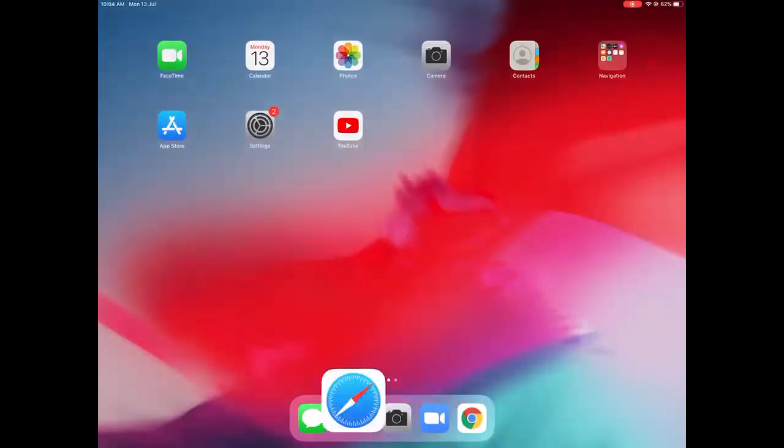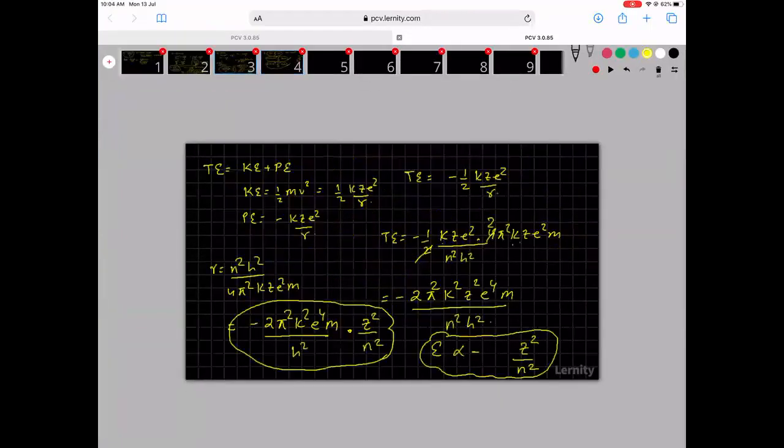Previous slide, I don't understand you guys many times. I think you guys start writing after I tell you to start writing. This is what I have written in the previous slide also. So there is nothing more in this. This is the only new statement here. So energy is proportional to minus z squared by n squared.